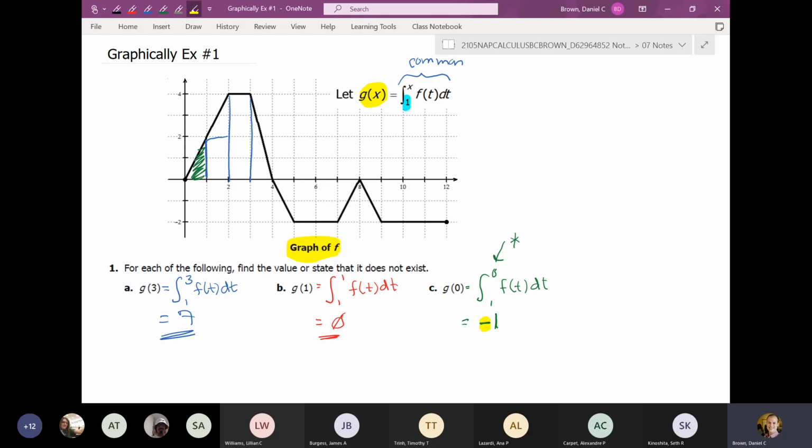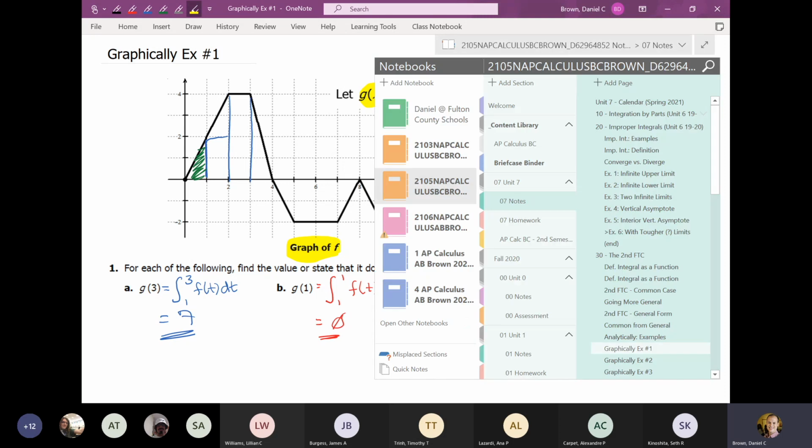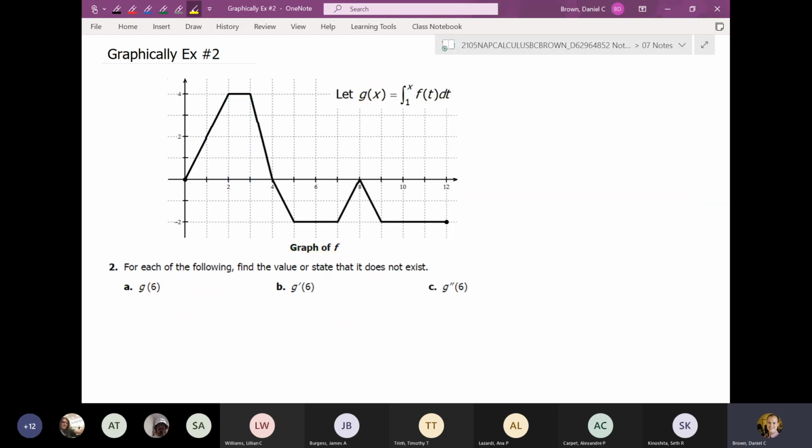All right, let's go ahead and start number 2. Same graph, didn't want to change it, but now I'm going to ask for different things that we see. So we have g of x, and g of x is still that same 1 to x, I didn't change that, still looking at the graph of f. But now I'm changing the question where we're going to find g of 6, g prime of 6, and g double prime of 6.